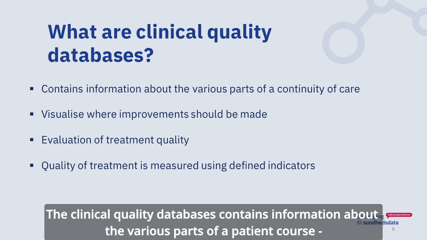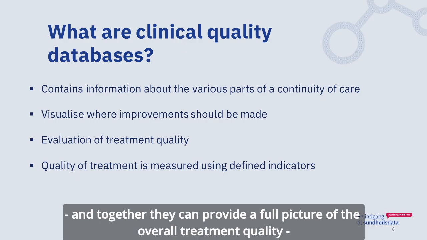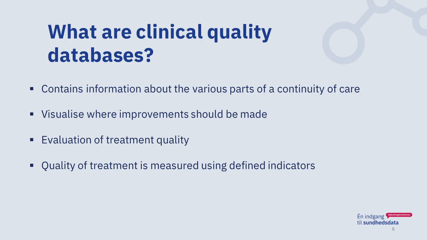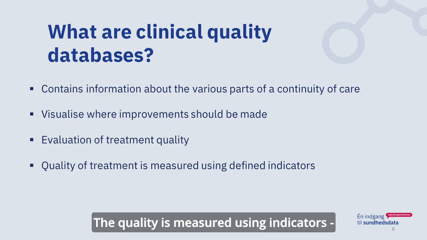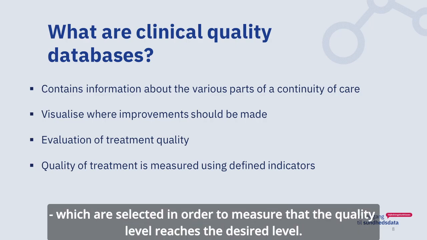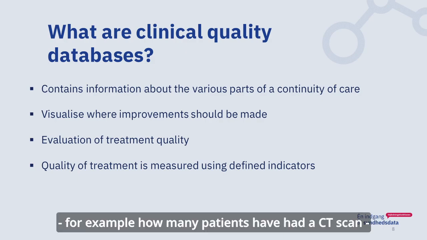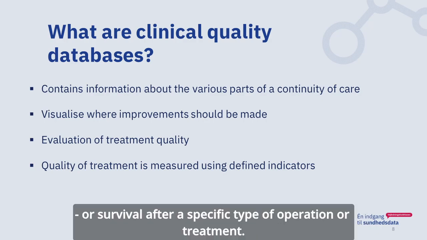The clinical quality databases contain information about the various parts of a patient course, and together they can provide a full picture of the overall treatment quality, making it possible to identify where in the treatment process potential improvements should be made. The quality is measured using indicators, which are selected in order to measure that the quality level reaches the desired level. These indicators most often measure processes or results. For example, how many patients have had a CT scan or survival after a specific type of operation or treatment.